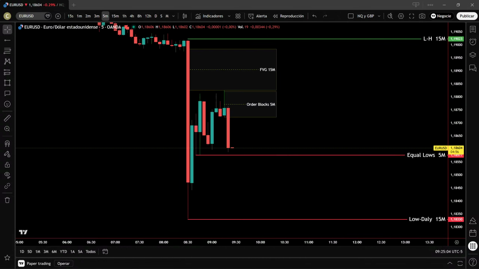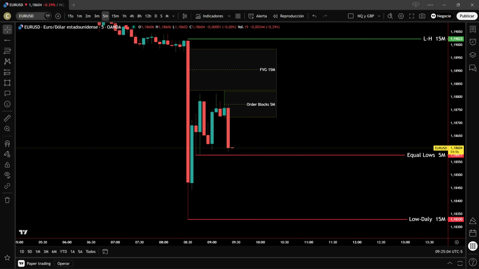We return to the 5-minute timeframe to refine our entry. Here, we locate a 5-minute order block that perfectly converges with the previously identified 15-minute FVG. Notice how price is beginning to draw a very clear map. After the initial expansion, the market seeks to mitigate these zones of imbalance.